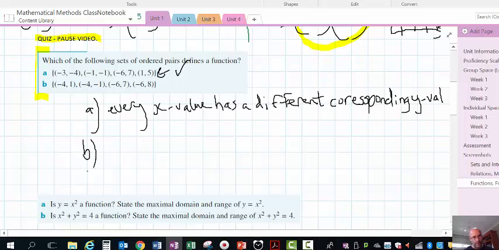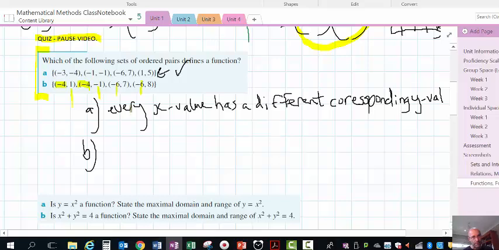What about the next one, part B? If we have a closer look, it is not a function. So the x value of -4 has 2 different y values there. So -4 is mapped onto 1, but it's also mapped onto -1. That means it's only a relation and it's not a function.